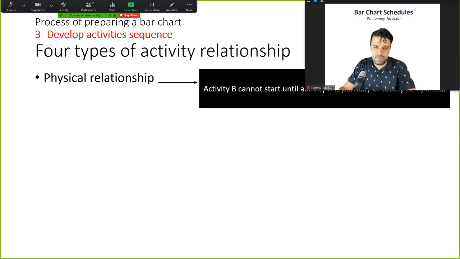First one is physical relationship. It means, for example, you can never pour the concrete before you have put the rebars, right? First, you have to put the reinforcing bars or reinforcements, and then only it's ready to pour the concrete. So physical relationship is the strongest logic. You can never mess with it. You have to comply with it, right? You have to schedule in a way that those requirements are met.